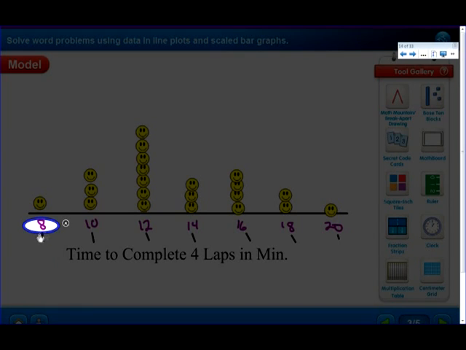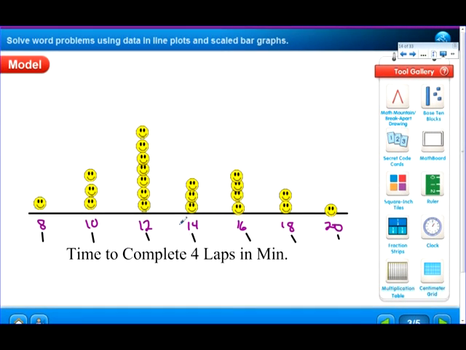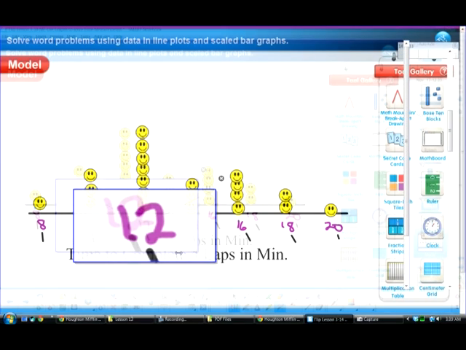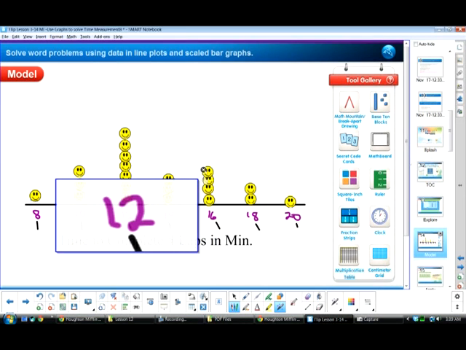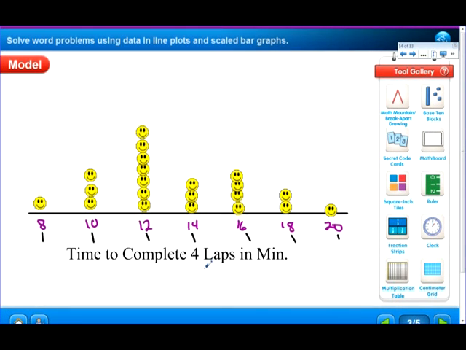Okay, what's the most? The most is this 20. And if we take and find, why are there so many dots on this number 12? That's where most of the people were able to come across the finish line, at the 12-minute mark. So we're learning as we go.